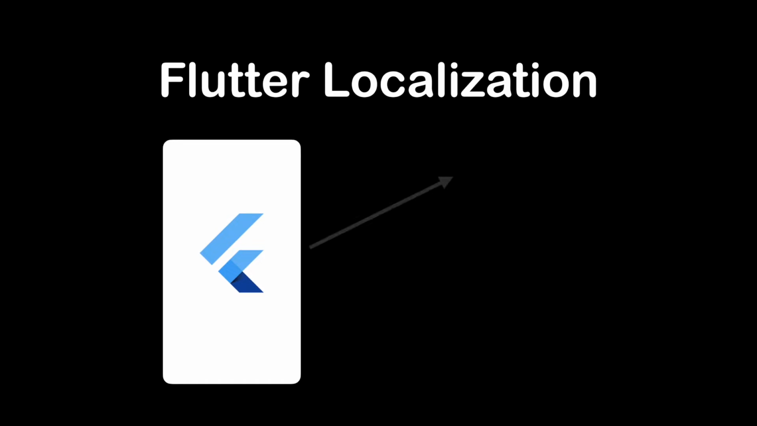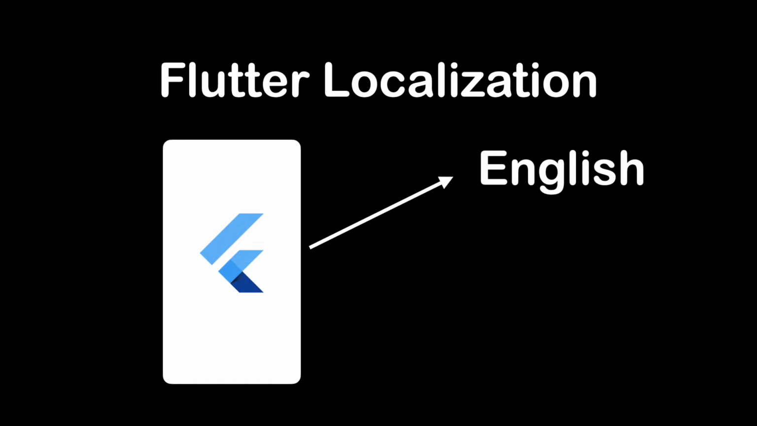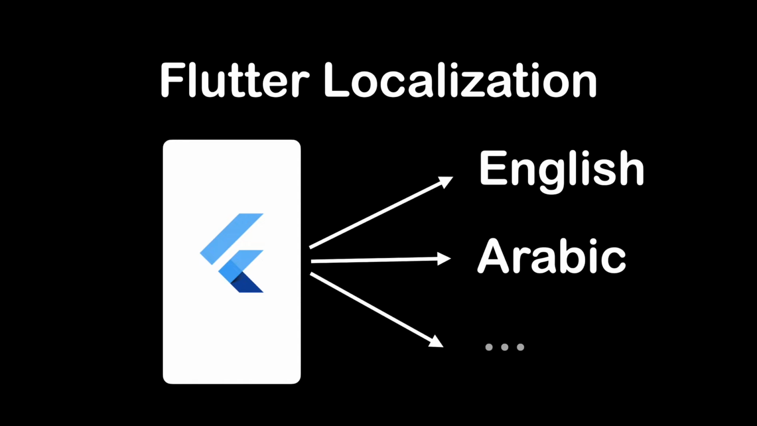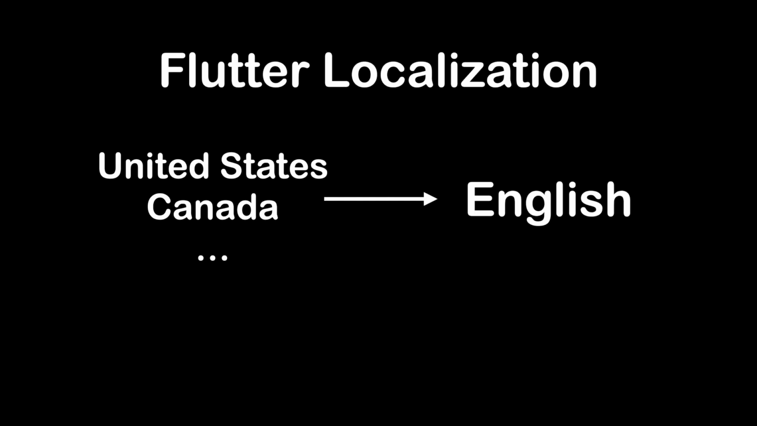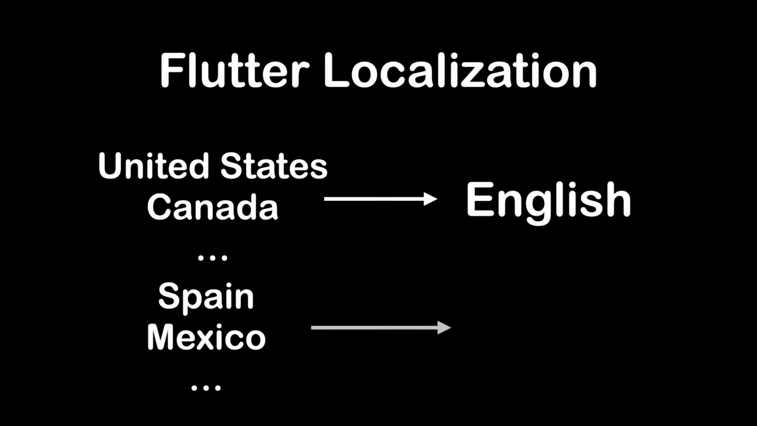In this video, I will show you how to achieve localization in your Flutter app. Flutter localization provides the flexibility to add multiple languages to your Flutter app so that you can target multiple region users. For example, countries like United States, Canada, users from there will see your app in English, while countries like Spain, Mexico, users from there will see your app in Spanish.